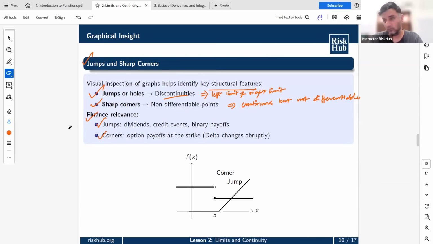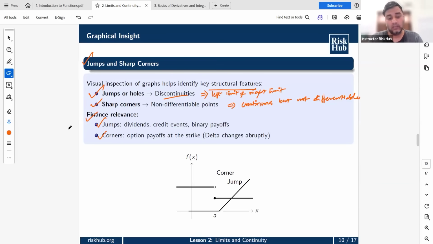For a call option, we know what the payoff is, right? And also we know that the slope changes suddenly. Below strike, the slope is 0, which is here. Above strike, the slope suddenly becomes 1. This sharp change creates a corner, right? So this is the kind of corner we are talking about.